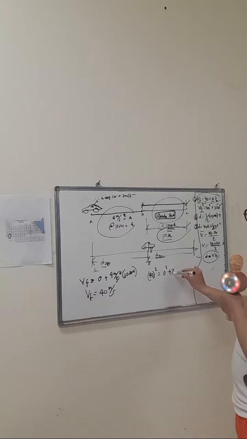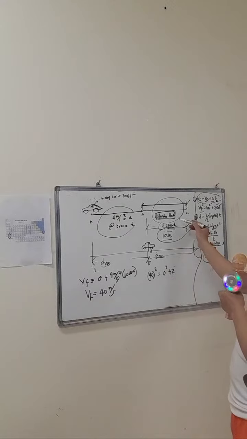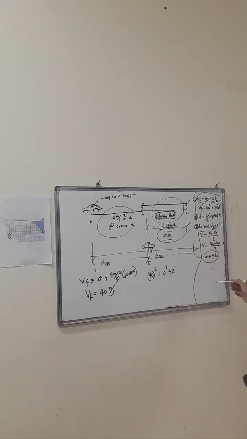Plus 2 times the acceleration. We don't have acceleration here because it's steady state, right? And then we have the distance here. Okay, like this. So this is your equation 2. So how can we solve the acceleration here? Find also another equation that involves the acceleration.